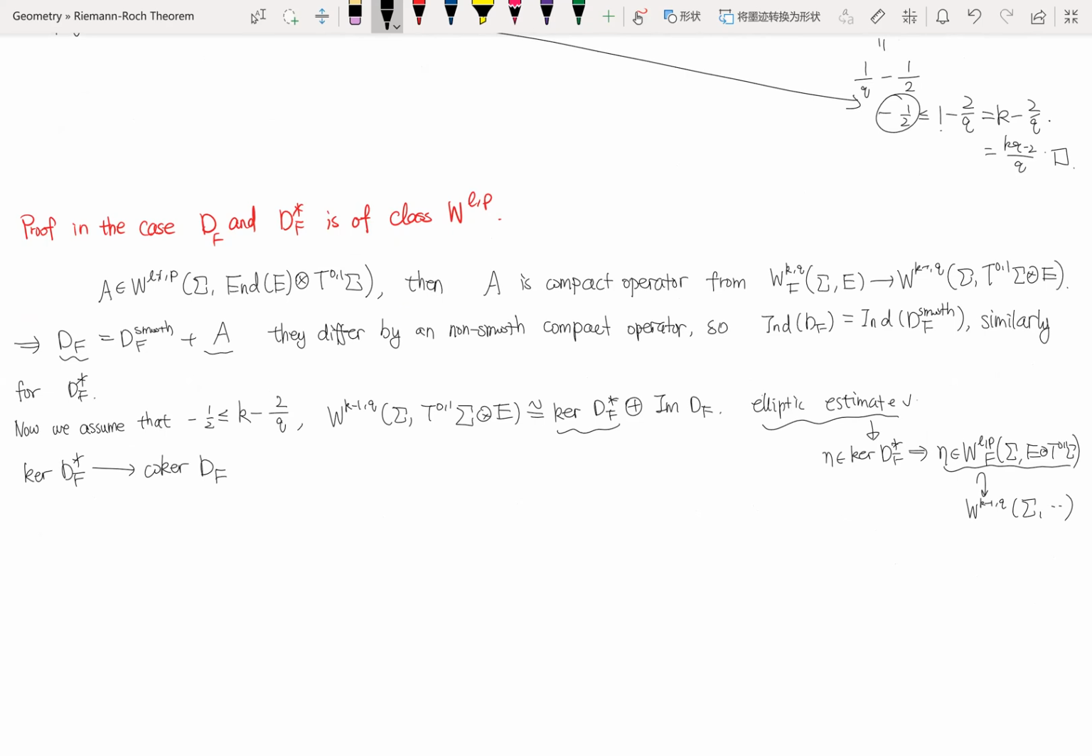No, it is only a map. We have not proved that it is an inclusion, but it is easy to see that it is an inclusion, because if you pair eta with df of zeta, in a smooth case, when we integrate over sigma, we will obtain that it is equal to df star of eta paired with zeta. Here we have the boundary condition, but in this case the boundary condition cancelled. So we have the kernel of df star mapped into the cokernel of df.